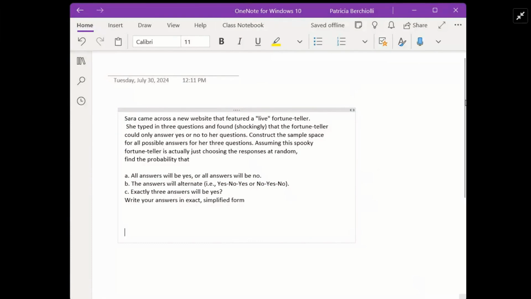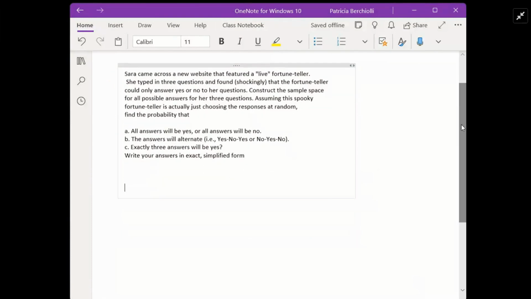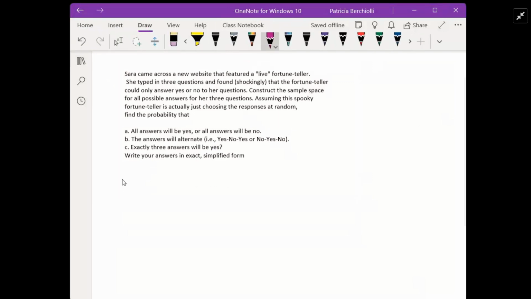For this question here, Sarah came across a new website that featured a live fortune teller. She typed in 3 questions and found that the fortune teller can only answer yes or no. Construct the sample space. So we have 3 questions, right?